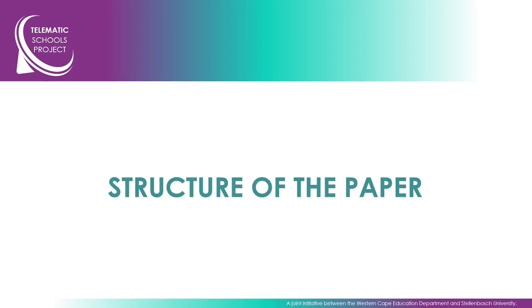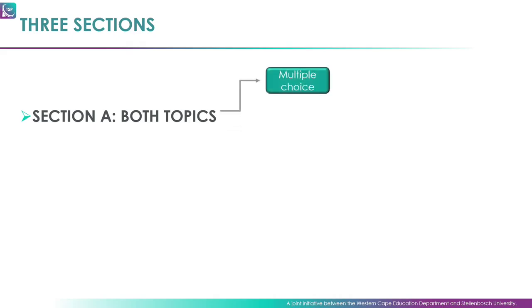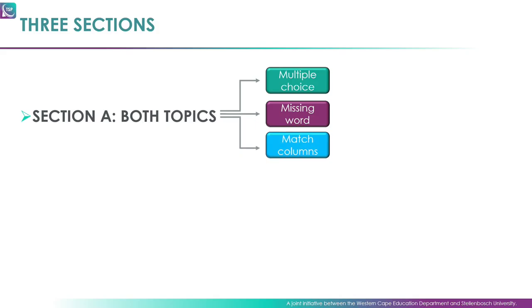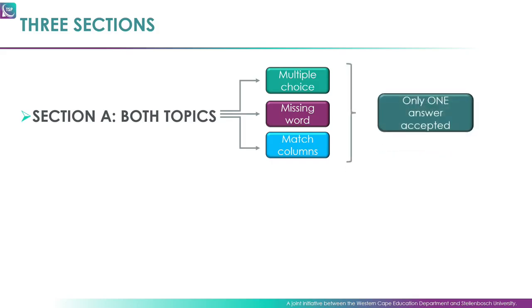Right, so let's look at the structure of each of your papers. Now, if we look at the sections, you've got 3 sections. Section A is compulsory, right? That would include your multiple choice type question, which you should be quite familiar with, and a missing word question. So you fill in the missing word, you're given a number of options and you have to decide which option fits best in a sentence. Match the columns, which you should also be quite familiar with. So that is compulsory, only one answer accepted.